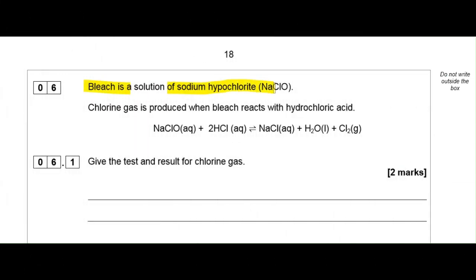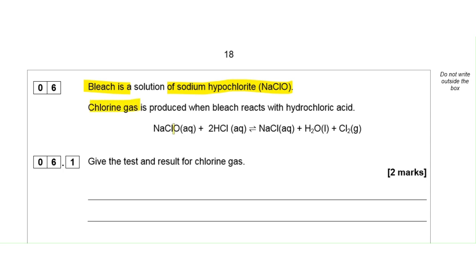6. Bleach is a solution of sodium hypochlorite. Chlorine gas is produced when bleach reacts with hydrochloric acid, and there's the chlorine gas. 6.1. Give the test and result for chlorine gas. You should know these tests, these gas tests. You've just got to learn them. If you don't know them, make a revision card.